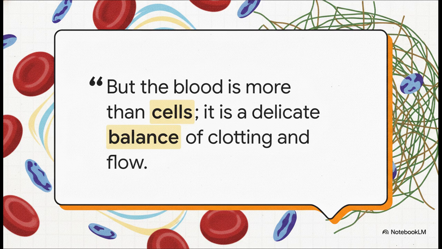So you've got red cells on lockdown, you've mastered the logic, but the blood is so much more than just cells. It's this incredibly delicate balance between clotting and flow. And the truly high-stakes, life-or-death scenarios, they happen when that balance is broken. We'll tackle platelets and the whole coagulation cascade in our next explainer.